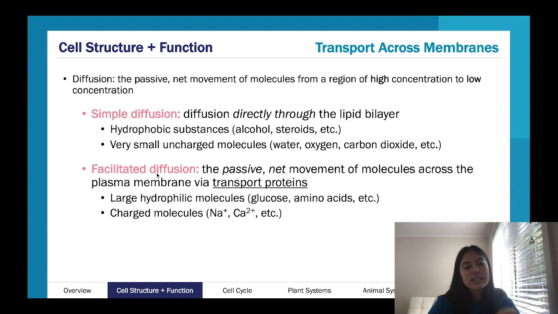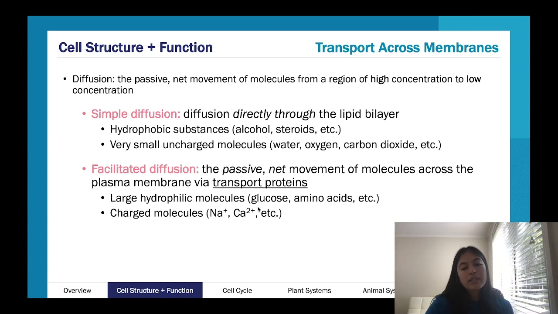In terms of facilitated diffusion, again, this is diffusion because it follows the general definition: it's passive, there's no energy required, and you're going from high to low. But it's facilitated because it requires a transport protein. If you remember that image we looked at before, sometimes these protein channels are basically a little gateway to go through the bilayer without actually having to cross those phospholipid tails, because obviously the tails wouldn't allow them to.